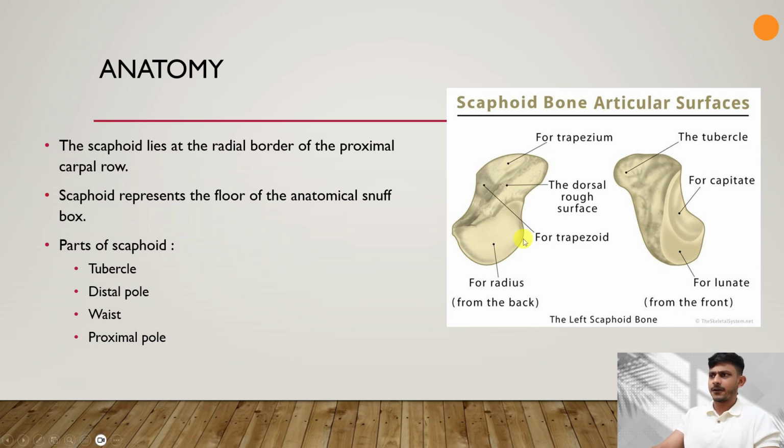Coming to the parts of the scaphoid, it has a tubercle. So this is the volar aspect, and this is the dorsal aspect. Dorsal view, volar view. This will be the tubercle. This will be the distal pole. This will be the waist. There's no anatomical definition for the waist, but it is just a fracture through the middle of the scaphoid, which is considered the waist area. And this will be the proximal pole. Proximal pole, distal pole, tubercle, waist.